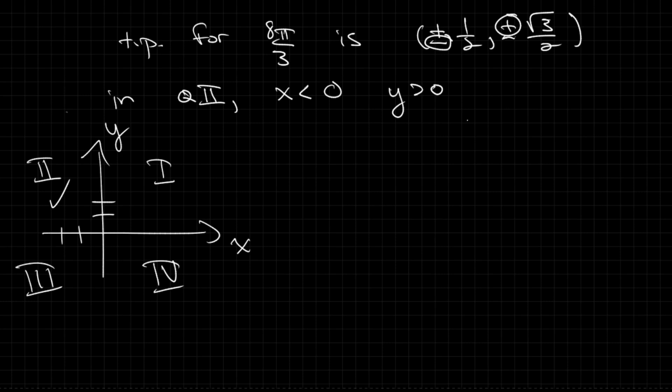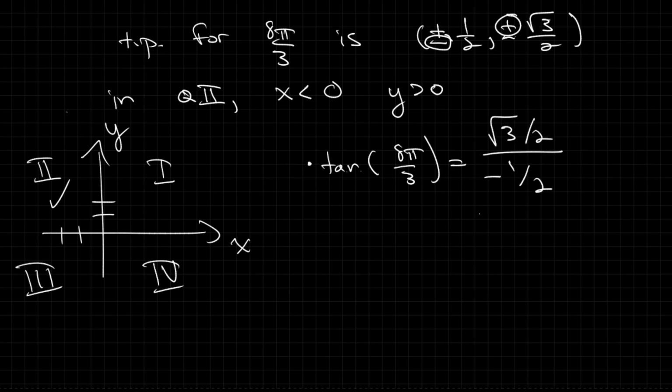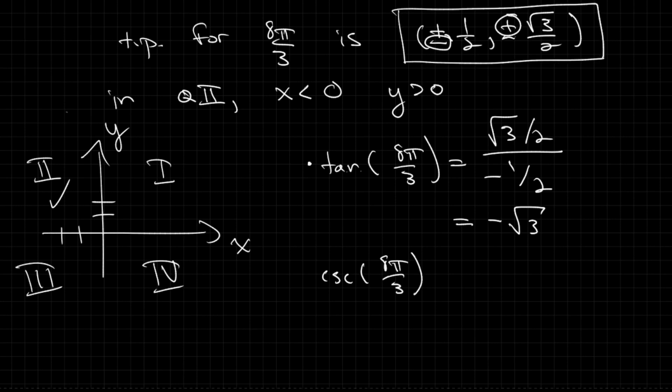And so finally, we can evaluate tangent of 8 pi over 3. We just simply take the y-coordinate, which is root 3 over 2, and we divide by the x-coordinate, which is negative 1/2. And so this is negative root 3. And actually, at this point, it's not very much work to evaluate all the other trigonometric functions. So if you wanted to know what cosecant of 8 pi over 3 is, you don't have to do all that work over again. We have what the terminal point is for 8 pi over 3, and we can use that to evaluate cosecant of 8 pi over 3.